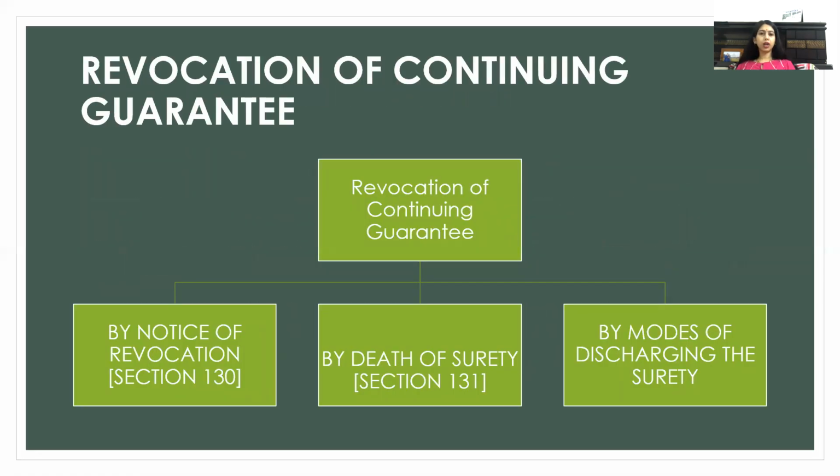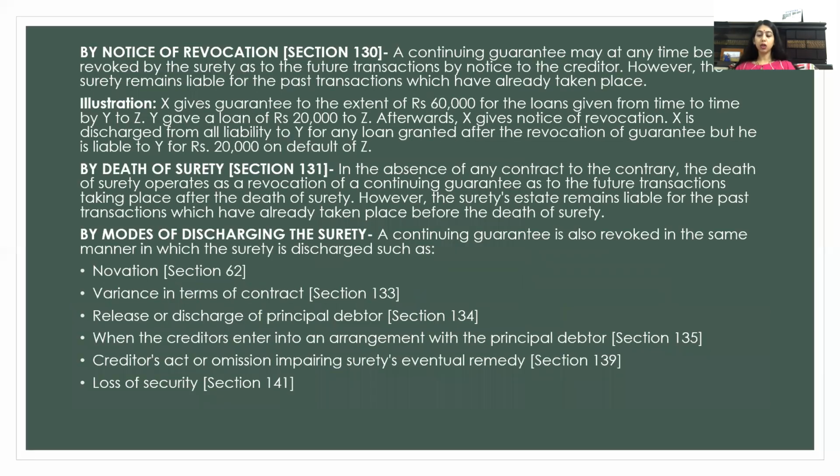Next is revocation of continuing guarantee. Now revocation means breaking the continuing guarantee. So how can this revocation be done? This revocation can be done, first, by serving a notice of revocation under section 130. Second, by death of the surety under section 131. And lastly, by modes of discharging the surety. So we look at them one by one.